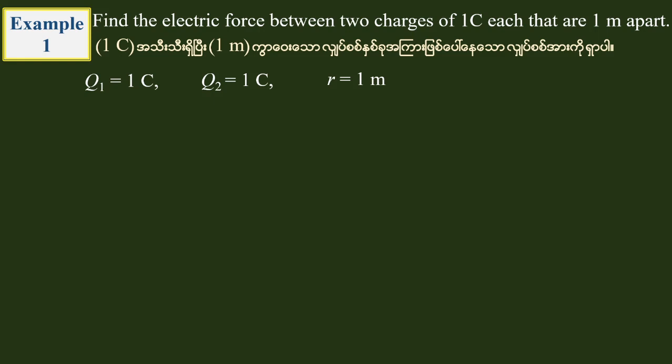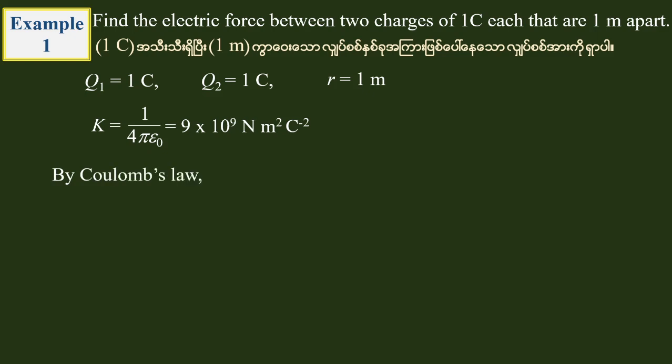In a standard medium, in air or vacuum, k is equal to 1 by 4 pi epsilon naught, that is equal to 9 × 10^9 Newton meter square per coulomb square.